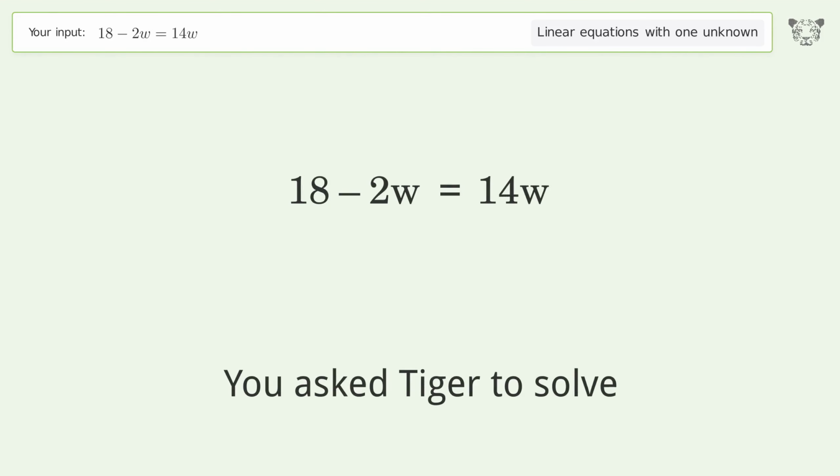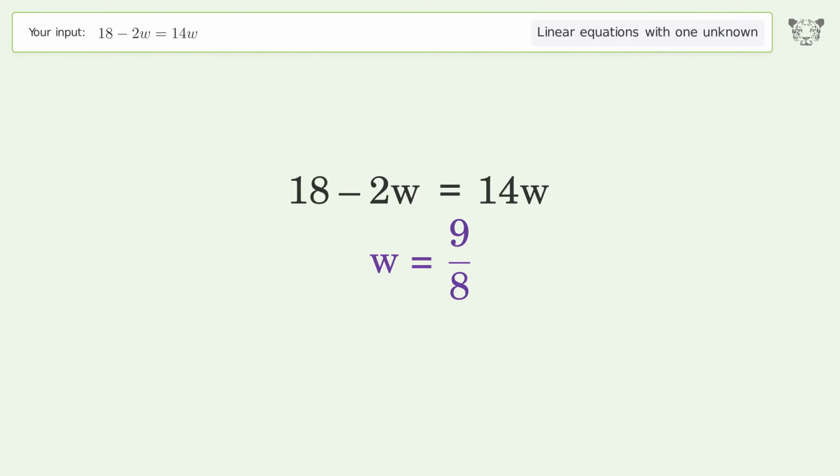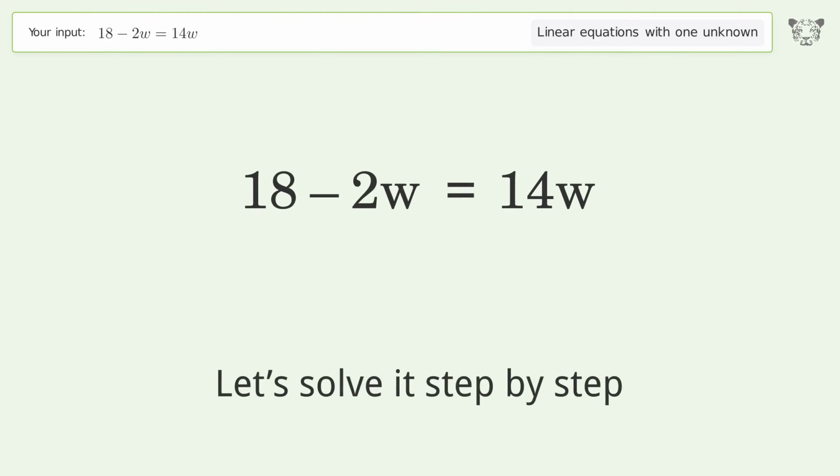You ask Tiger to solve. This deals with linear equations with one unknown. The final result is W equals 9/8. Let's solve it step by step.